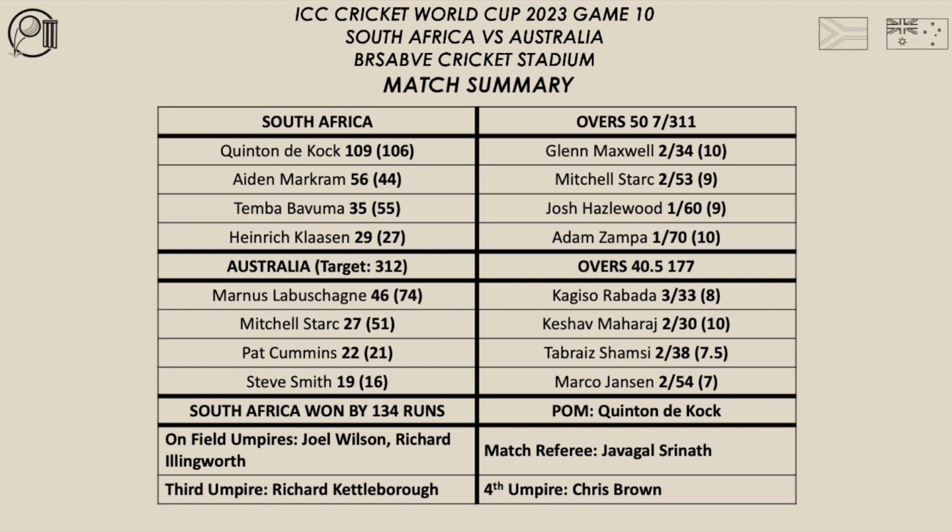Australia needed 312 runs to win. They were bowled out for 177 in 40.5 overs. Marnus Labuschagne top scored with 46, and Kagiso Rabada took 3 wickets for South Africa. South Africa won by 134 runs, and Quinton de Kock was named Player of the Match.